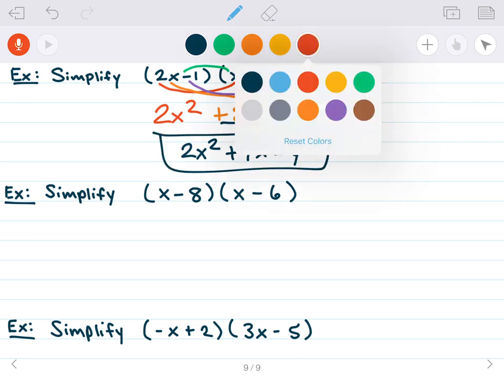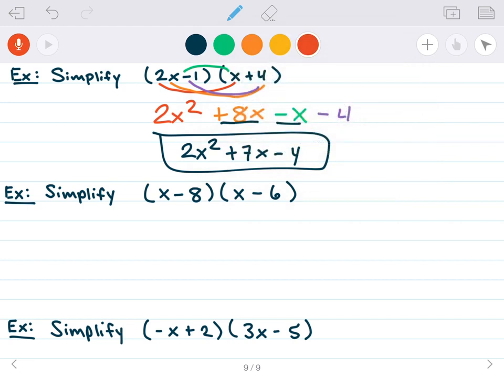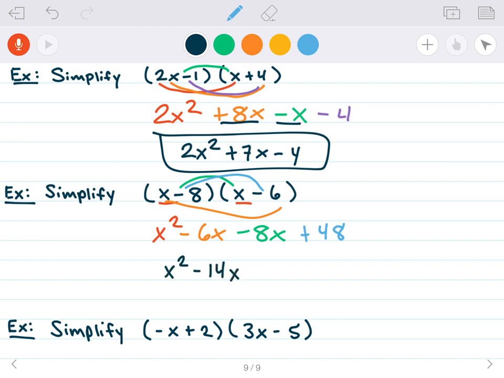Okay, let's do the next example. First, we have x times x is x squared. Outer, we have x times negative 6, that's a negative 6x. Inner, negative 8 times x is a negative 8x. And last, we have negative 8 times negative 6 is a positive 48. All right, so we have x squared minus 14x plus 48. And that is our answer.